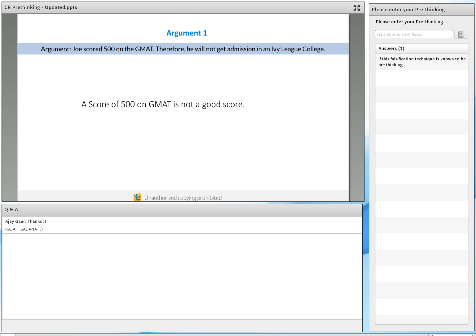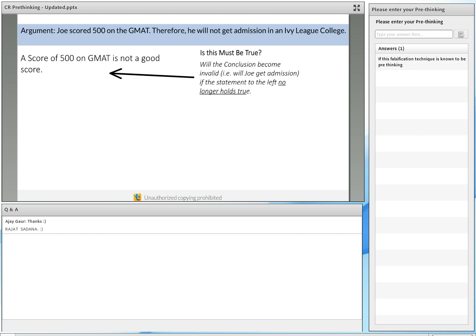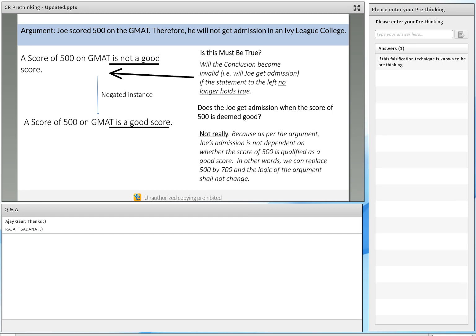Now there's another part to this as well. If the answer choice is not must be true, which means it's the incorrect answer choice, then you're going to find that the conclusion will not break down in the presence of the negated instance of that answer choice. This is where the method really helps. Let's take the same example and evaluate this part over here, because one of you said, a score of 500 is not a good score. Let's see whether this statement is an assumption. The question again we are asking is, must this be true? Or in other words, will Joe get admission if the statement to the left no longer holds true?